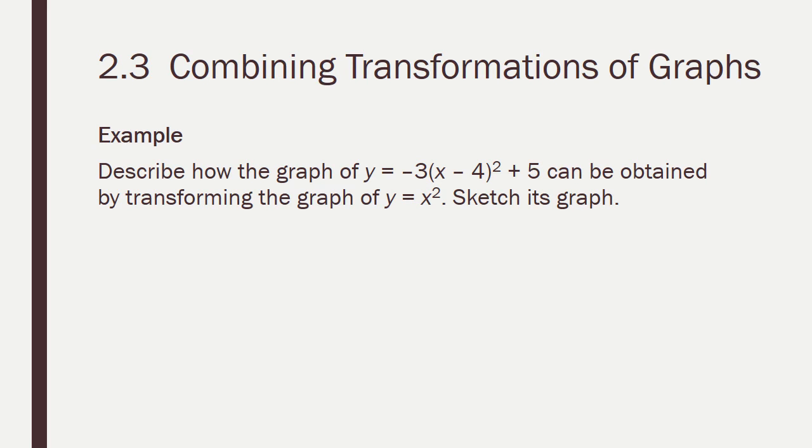Okay, here's an example. We're going to describe how the graph of y equals -3 times the quantity x minus 4 squared plus 5 can be obtained by transforming the graph of y equals x squared, and you're going to sketch it. Pause the recording to try this and resume the recording to check your answer.